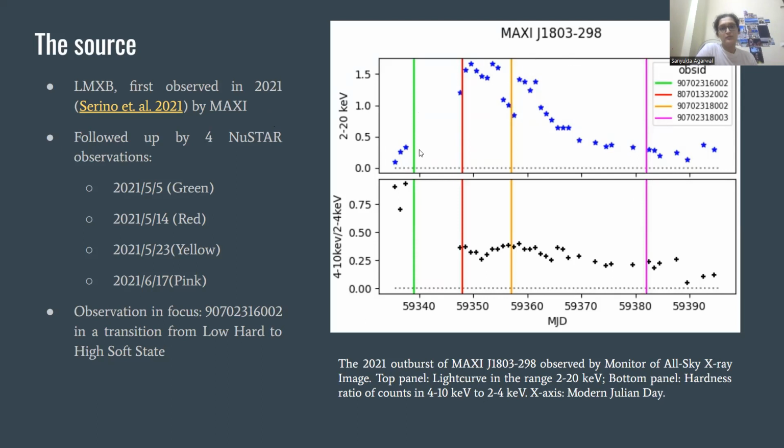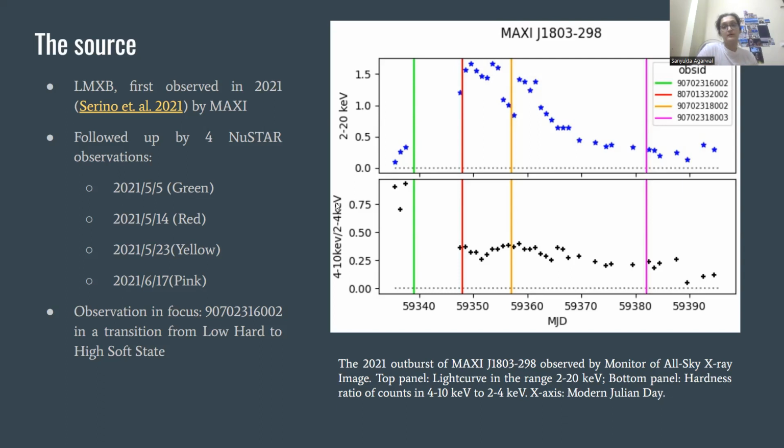The green one seems to be in a hard intermediate state. The red one seems to be in a soft intermediate or soft state. Same for the yellow one, which seems to be in a soft intermediate or soft state. And the pink one again seems to be in a hard intermediate state on its way back.